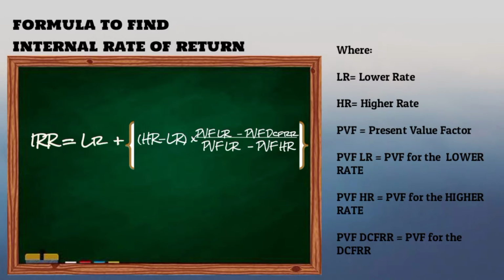So, nandito yung legend natin sa right part, wherein ang LR stands for lower rate, HR, higher rate. PVF is equal to present value factor. PVF LR is equal to present value factor for the lower rate. PVF HR is equal to present value factor for the higher rate, and PVF DCF RR is present value for the discounted cash flow rate of return.